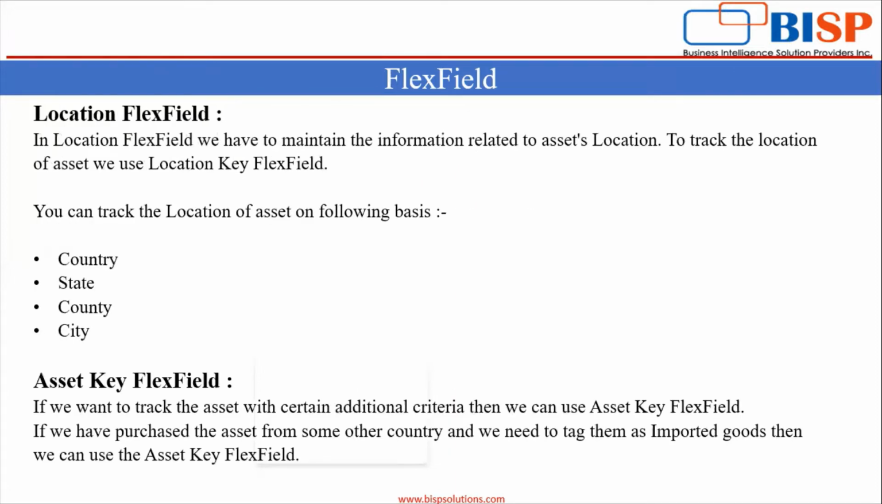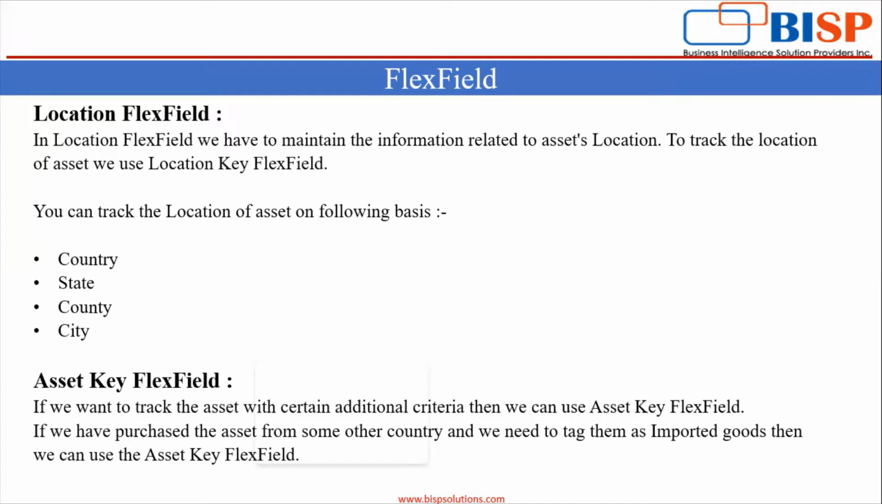The next flex field is location flex field. In location flex field, we have to maintain the information related to asset's location. To track the location of asset, we use location key flex field. You can track the location of asset on the following basis, say country, state, county, city. If you want to track the asset, you can do it on the basis of location also.